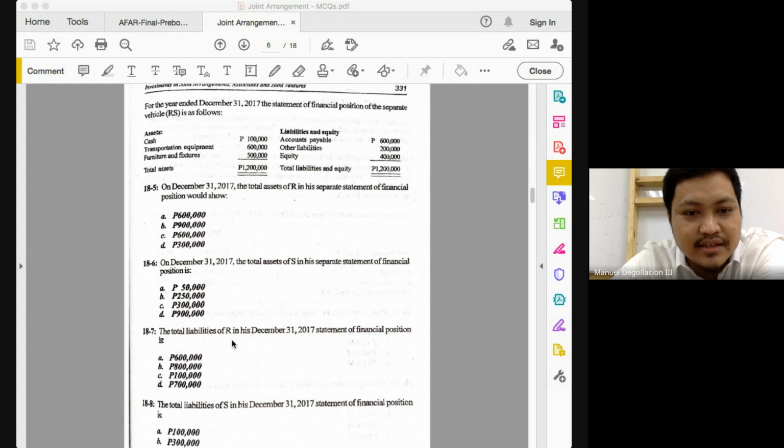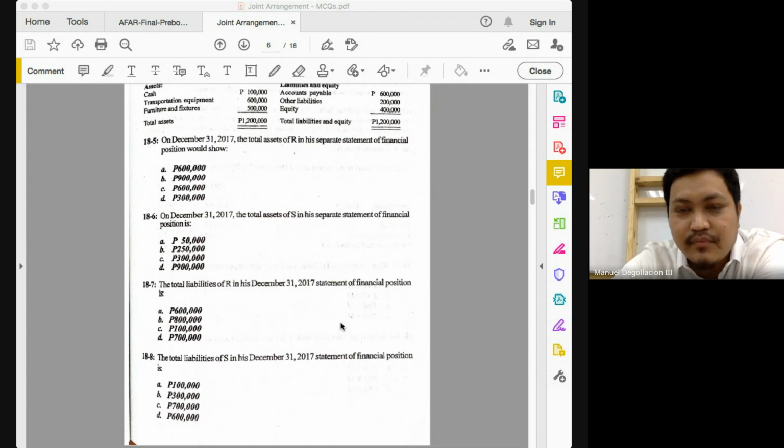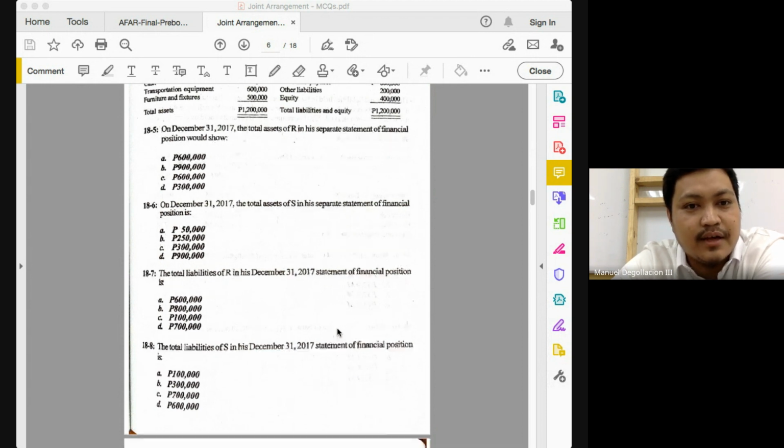So if you're asking for the liabilities of R, the entire accounts payable of 600,000 will go to R, plus its share in the other liabilities in the amount of 100,000. So the liabilities of R from the joint operation will be 700,000. How about for S? Just the share in the other liabilities in the amount of 100,000. Okay.